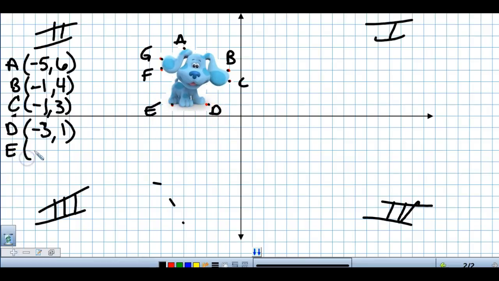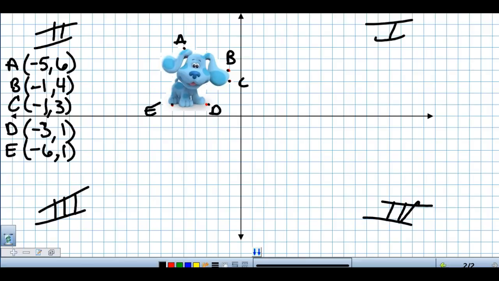E is negative 6, 1. And you get it from there. So we're just going to omit G and F from this little exercise here. Okay, all right, so we have 5 points.